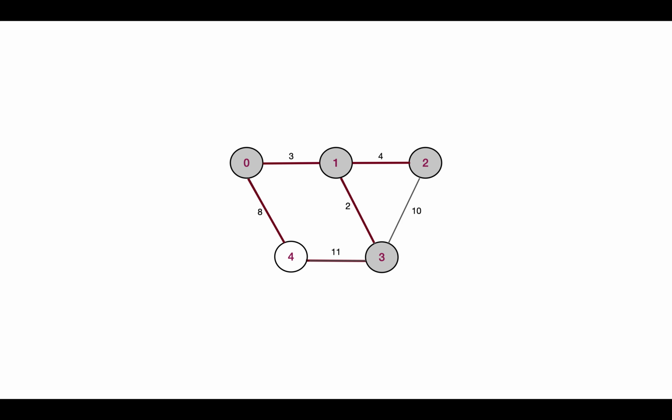Now let's look for the minimum edge between these two edges that we have. The one with minimum weight is 0, 4. That's why we're going to go through 0, 4 and include vertex 4. So this is the final MST with cost 17.